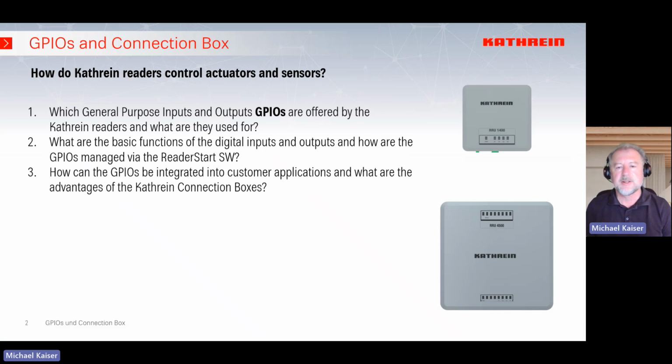What will we see in the next 15 minutes? We will talk about general purpose inputs and outputs, the GPIOs, and what kind of types of outputs we offer to you with our Kathrein readers. We will talk about the basic functions with the digital inputs and outputs and how they will be managed with our Kathrein ReaderStart software. And finally, we will have a look at a customer application and how our Kathrein Connection Box will be a benefit for you.